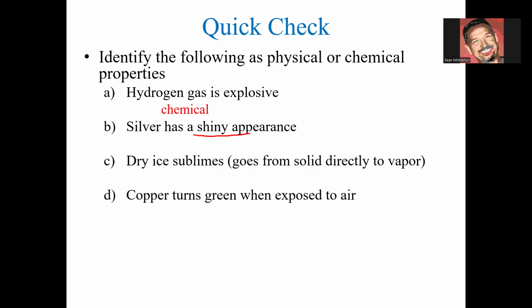Silver is shiny. Okay. We're not talking about it reacting. We're just discussing a physical appearance, right? Kind of like its texture being smooth or its color being gray. It's shiny. It's reflective. That's a physical property.